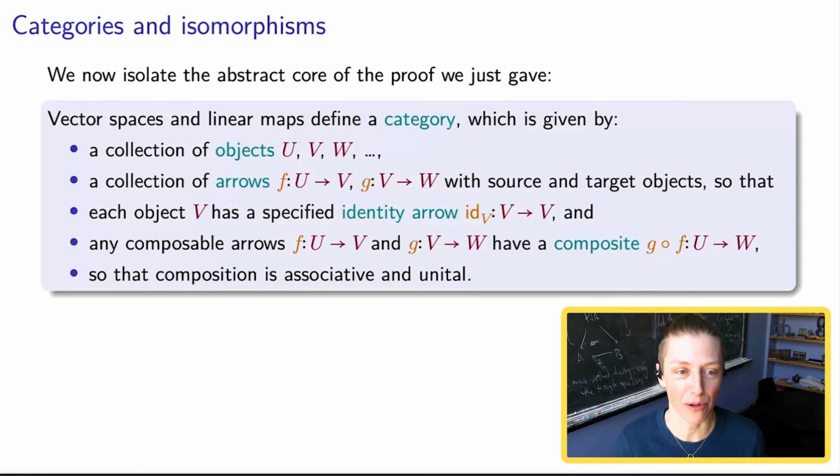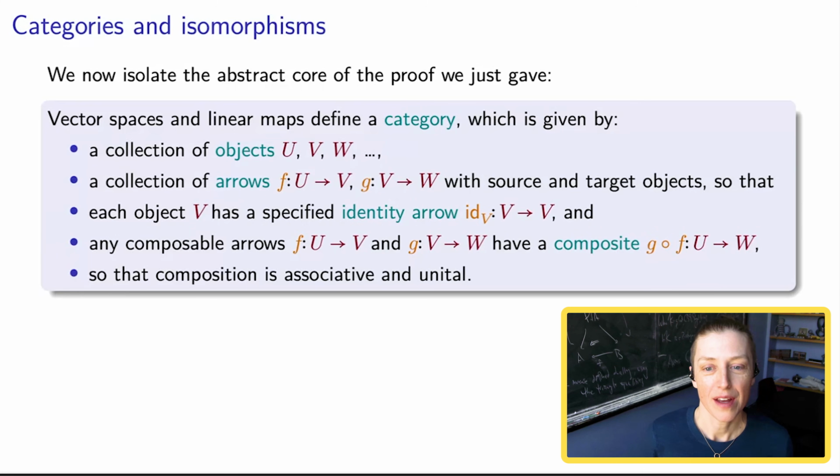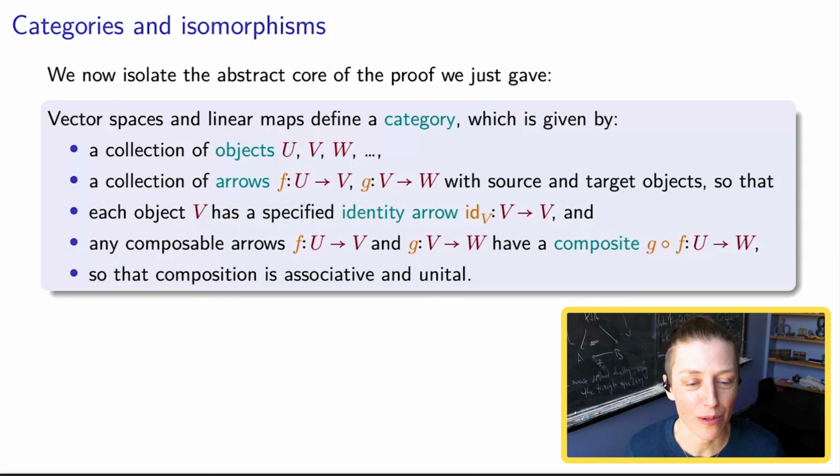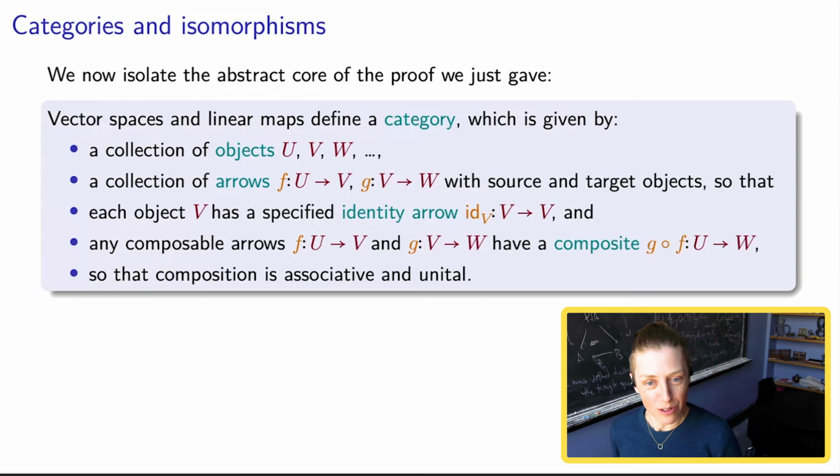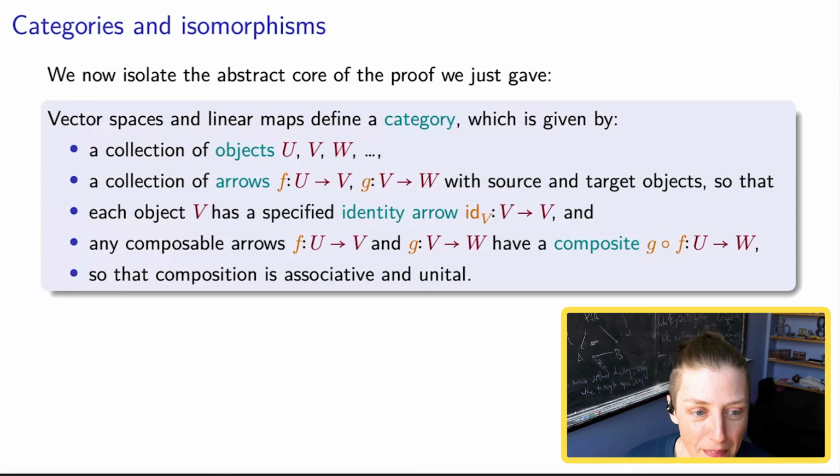So what is a category? It's something that's given by a collection of objects. In this case, these were the vector spaces U, V, and W. And then a collection of arrows. These were the linear maps. So an arrow always has a source and target. So we might have a linear map F that goes from U to V, a linear map G that goes from V to W. And then each object needs to have a specified identity arrow.